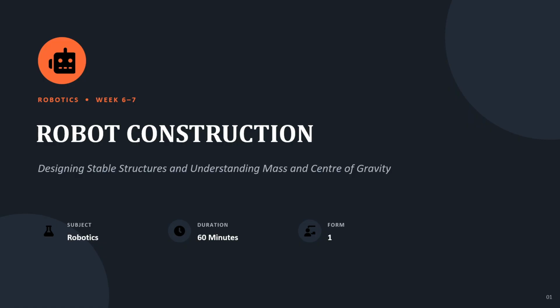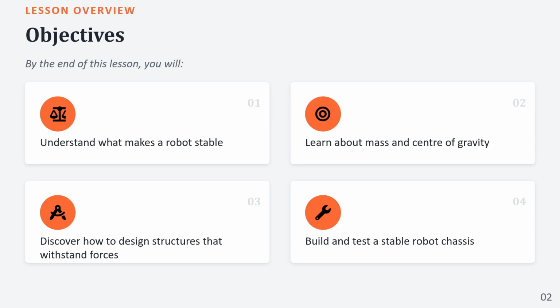For instance, if we have a pyramid with a wider base and we have a leaning tower, which of these structures is likely to fall? Okay, if you answered that the leaning tower is likely going to fall, then you are right because it is not stable, so it's likely to fall. As for the pyramid, it is very stable and it's not going to fall. So this links us to our topic, that is robot construction, in which we are going to design stable structures and understand mass and center of gravity. That's my RPK.